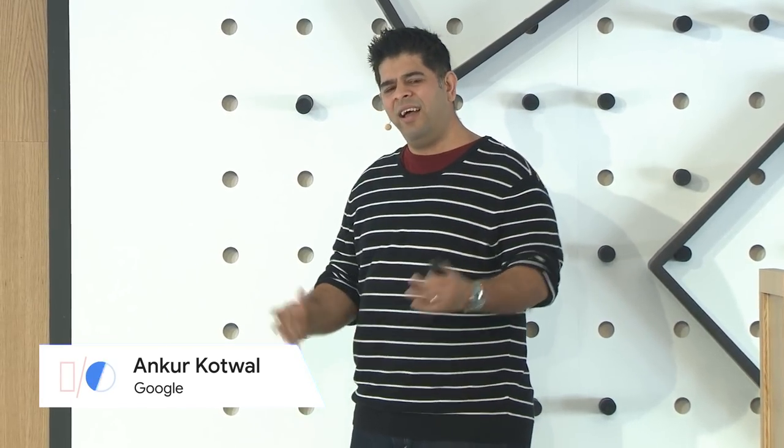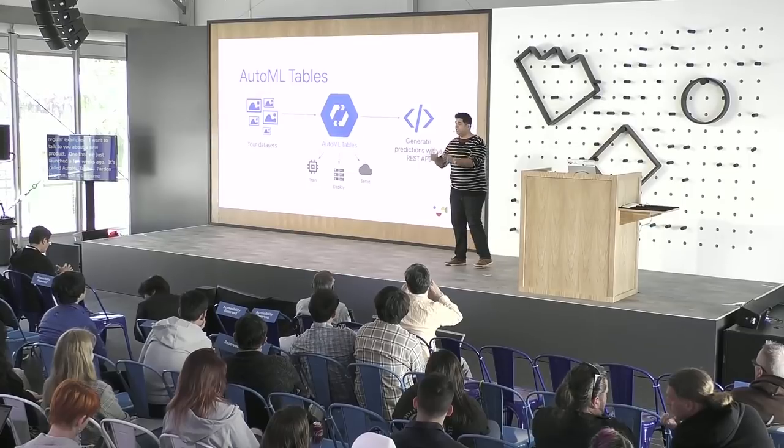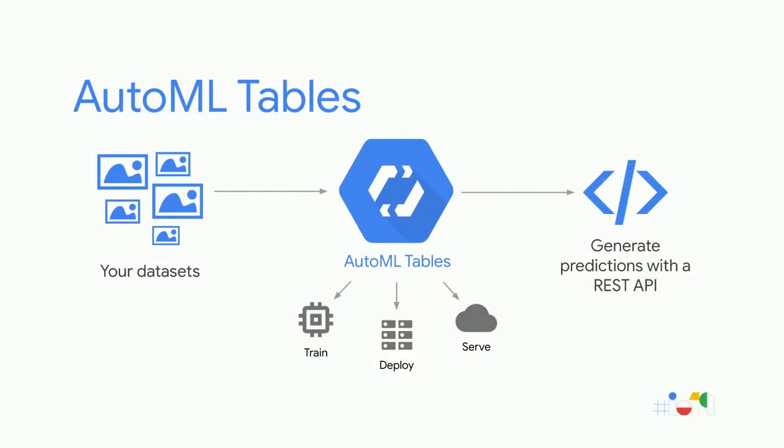But you might be saying, that's just a vision example. Give me some other regular examples. I want to talk to you about a new product, one that we just launched a few weeks ago. It's called AutoML Tables. And pardon the pun, but it's a game changer. With AutoML Tables, you take your structured data. Now, that data can be a spreadsheet. It can be from your database. And you pump it into AutoML Tables, where it will train an ML model for you and deploy it at scale.